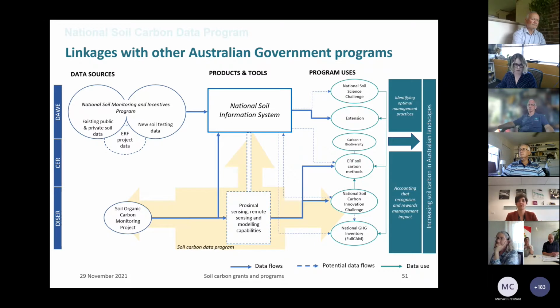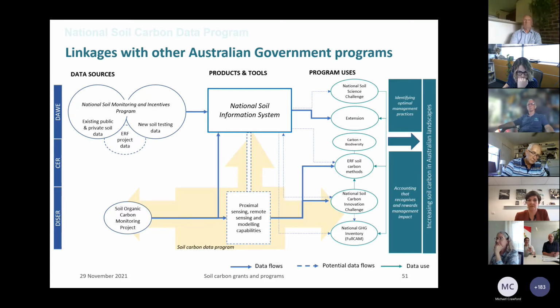And then from an Australian government perspective, the kinds of programs that are involved in this include the ERF that Paul mentioned, the Innovation Challenge with data going in and out of that, Australia's greenhouse gas inventory and FullCAM, as I've mentioned, but also the separate work that Lisa's talked about on the National Soil Science Challenge, as well as extension work, carbon plus biodiversity. So there's a lot happening, essentially.